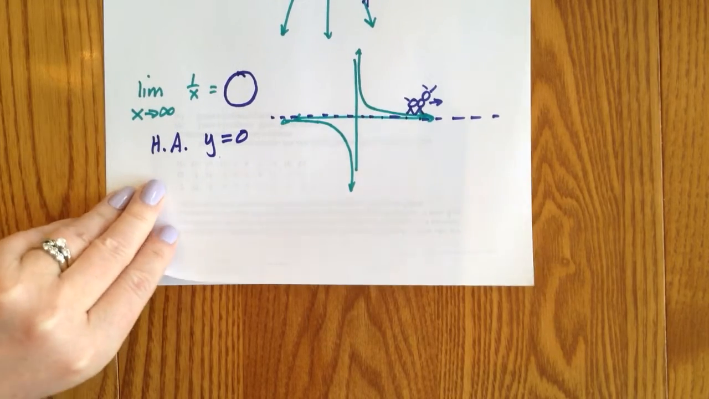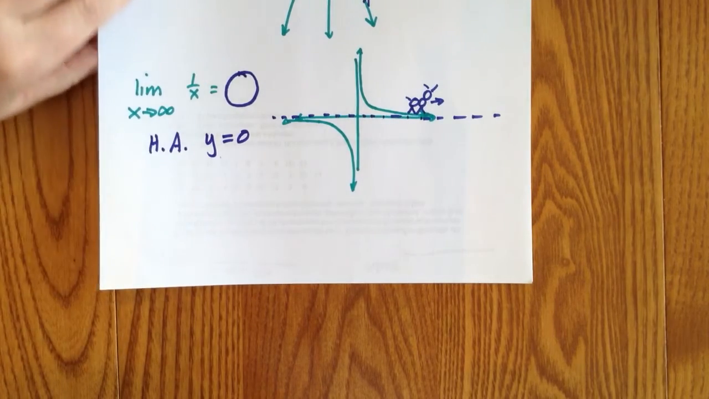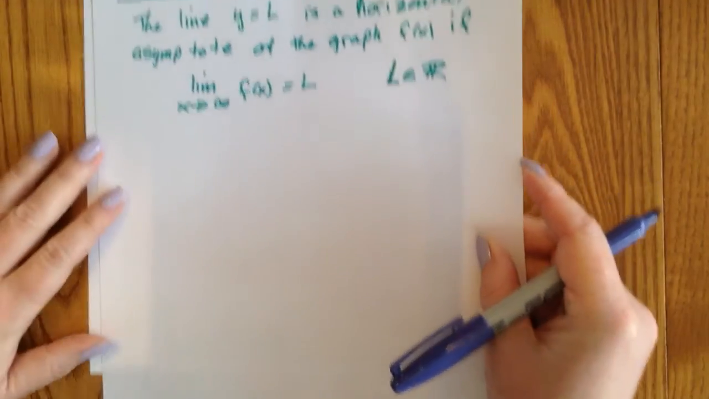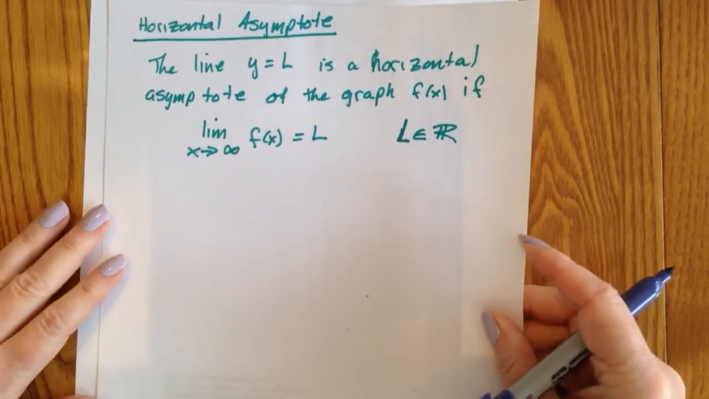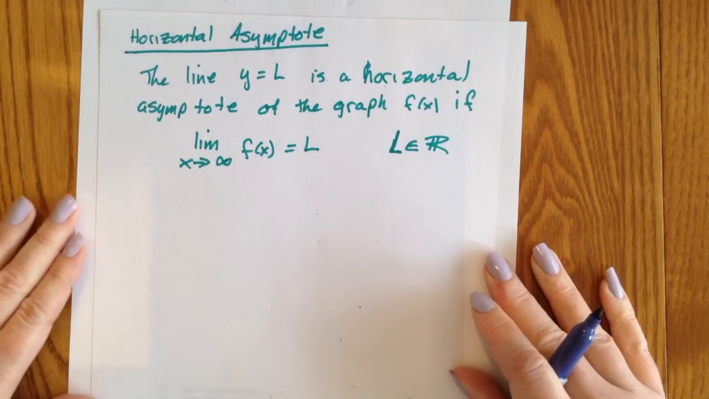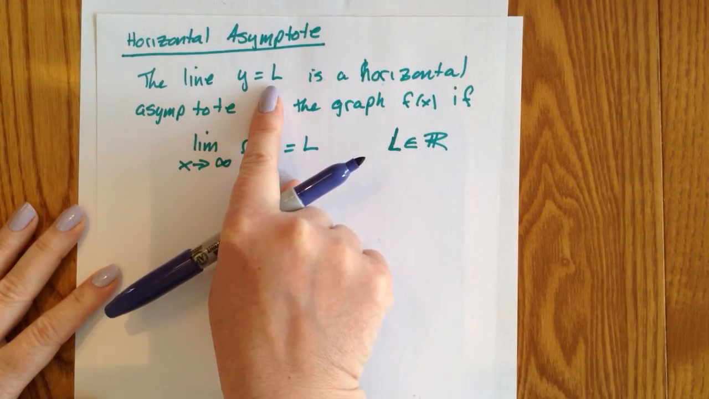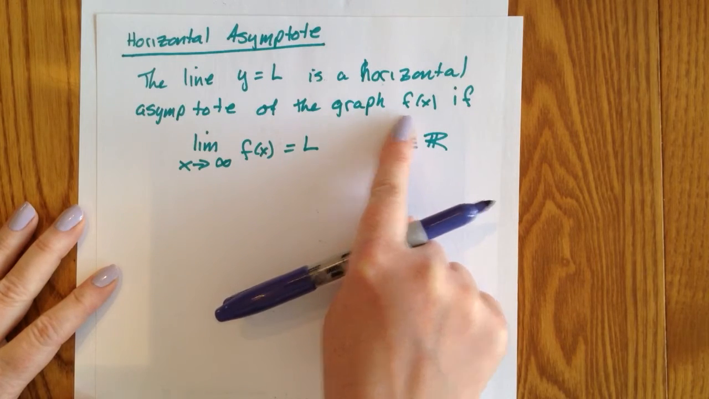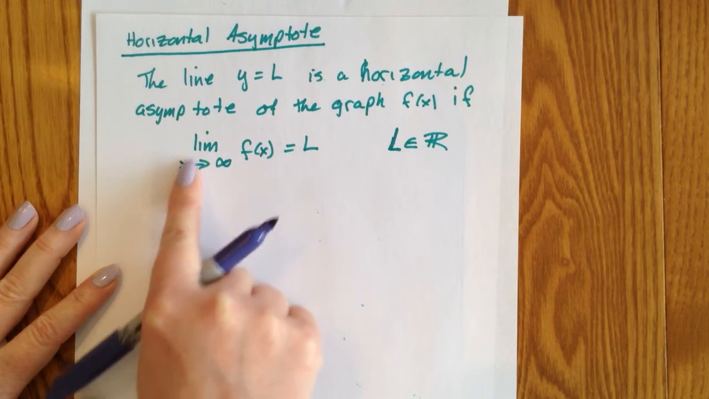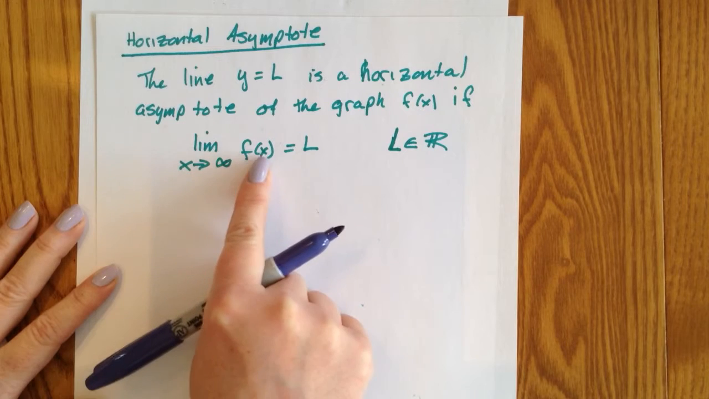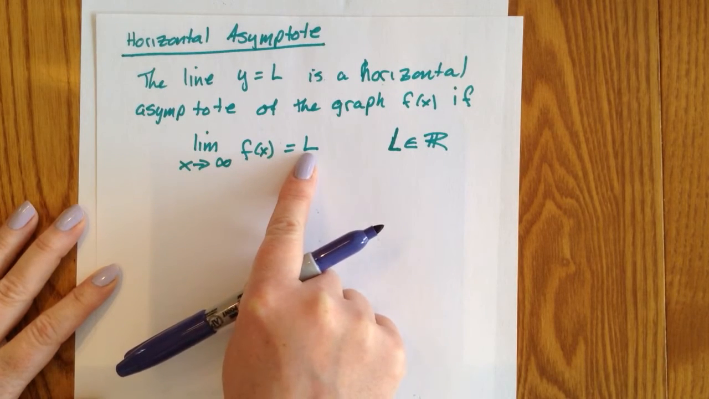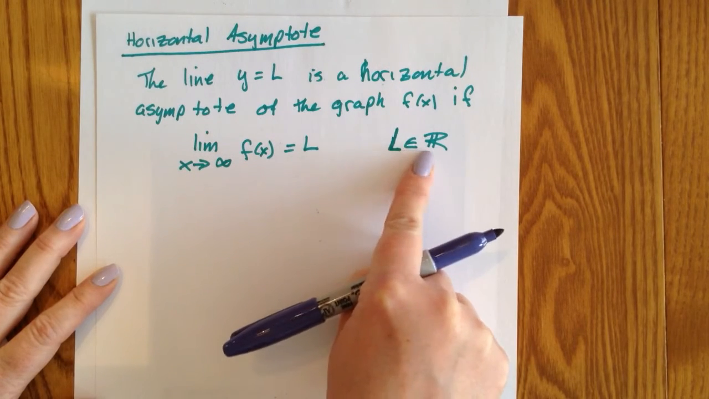Now, if you need to, you should probably pause the video, as of course you're taking notes, and write this down. All right, here we go. A horizontal asymptote: the line y equals L is a horizontal asymptote to the graph of f of x if, when you take the limit and send x to infinity for that function, you get L. L is a number, a real number.